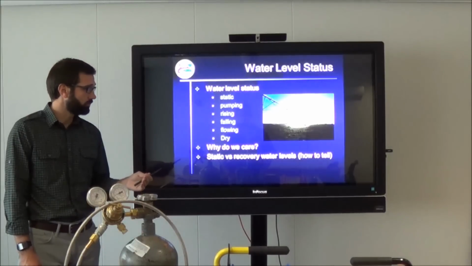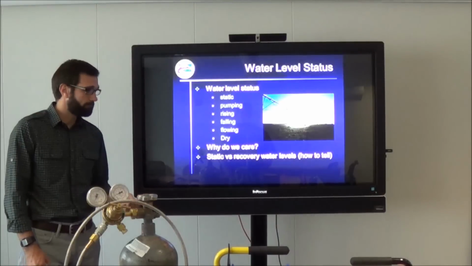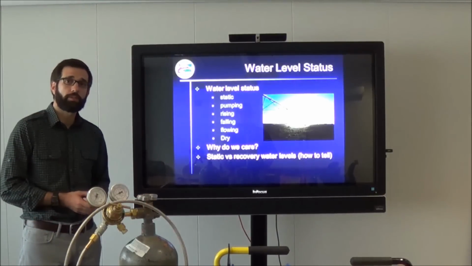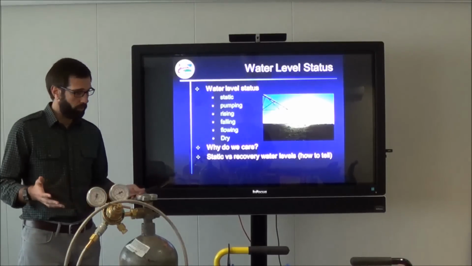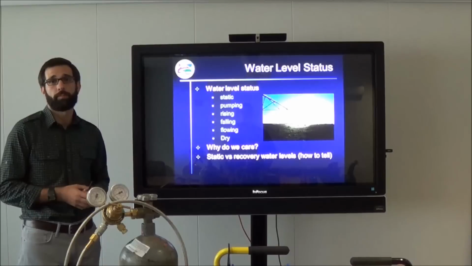And so there's ways to tell if you go out to a well whether or not the water level is static. So let's say you come upon a well and you go to measure it. You get a water level, you think it's static, but you're uncertain. You don't know. It could have been pumping recently, or there could be nearby pumping going on.